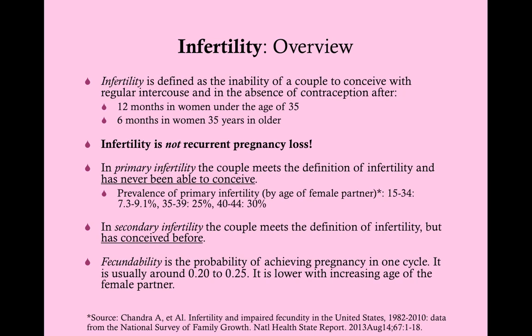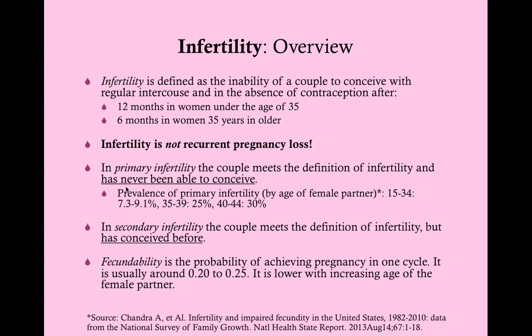So I want to differentiate 2 things here, primary infertility and secondary infertility. In primary infertility, the couple meets this definition where they've been trying to conceive and it's been 12 months under the age of 35, 6 months over the age of 35. But these patients have never been able to conceive. And usually we're looking here at the woman.